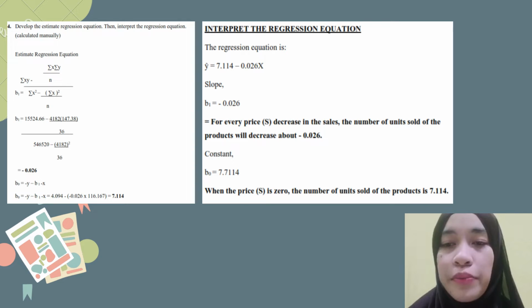For every price increase, the number of units sold of the product will decrease by about 0.026. Constant B0 equals 7.114. When the price is 0, the number of units sold of the product is 7.114.